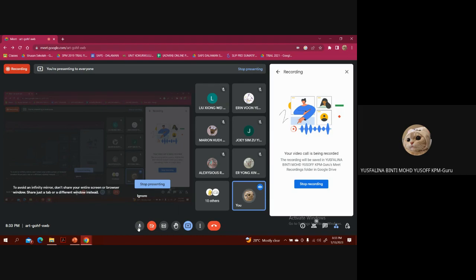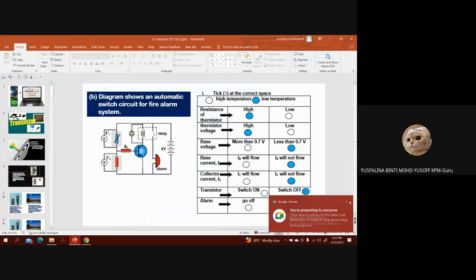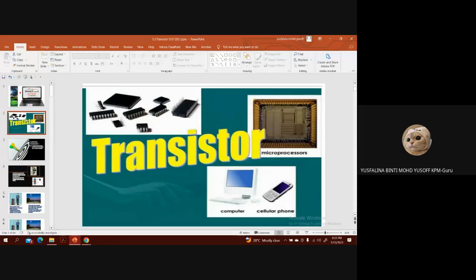So today we will continue with the transistor, right? Yesterday we already finished the diode. So today we're going to continue with the transistor.